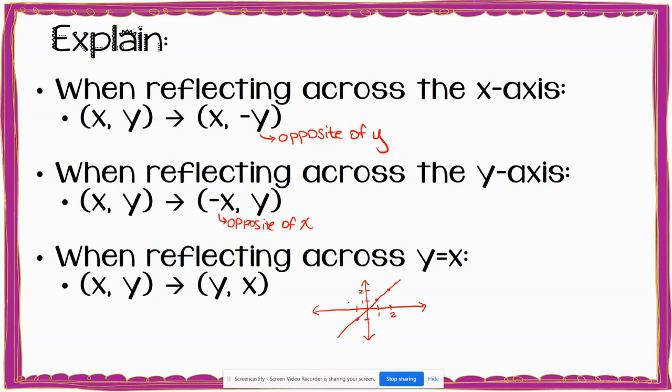If I have a figure over here and it needs to be reflected across this line, then y and x both stay the same. So if it was negative, it stays negative. If it was positive, it stays positive. The difference is that they change places. So the y value will flip to the x place, and the x value will flip to the y place.